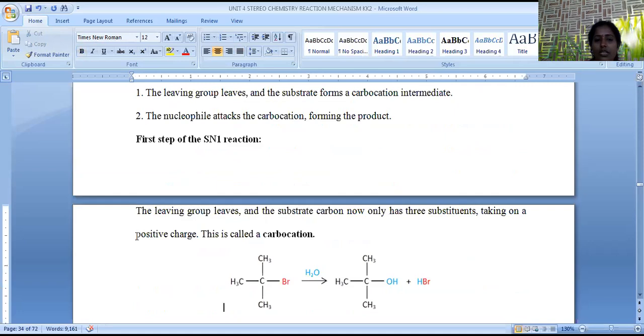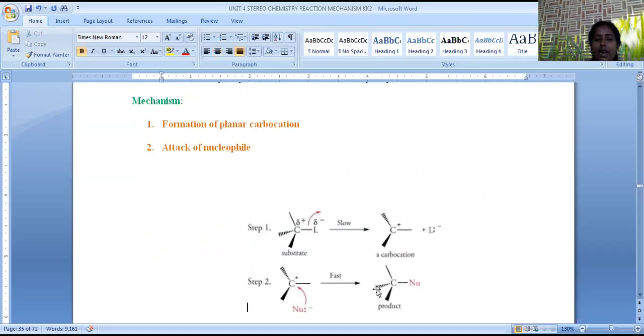Now let us see how the reaction is carried out. This is a simple example of an SN1 reaction, where a tertiary alkyl bromide, tertiary butyl bromide, as the starting material is treated with the weak nucleophile water. This water replaces the bromo group, hence we get tertiary butyl alcohol as the final product. The mechanism, as we discussed, is a two-step mechanism. First step, formation of the planar carbocation. In the second step, attack of the nucleophile and formation of the product.